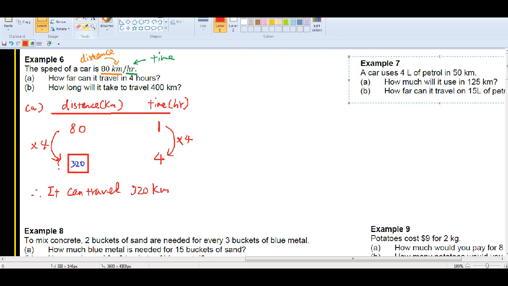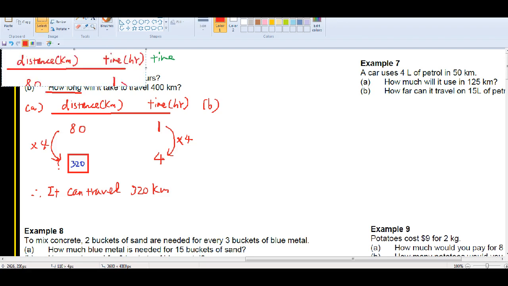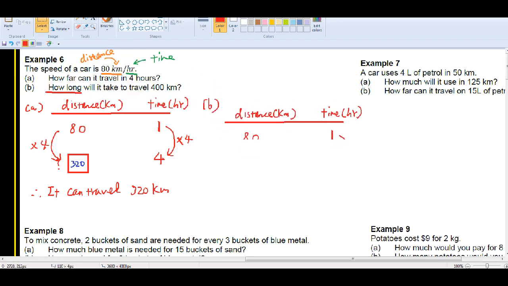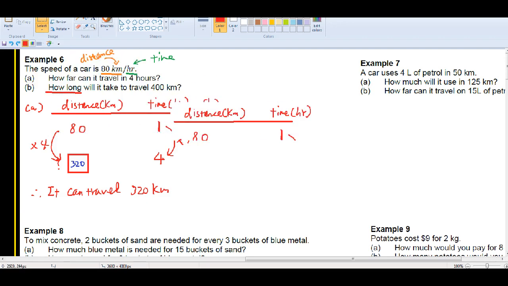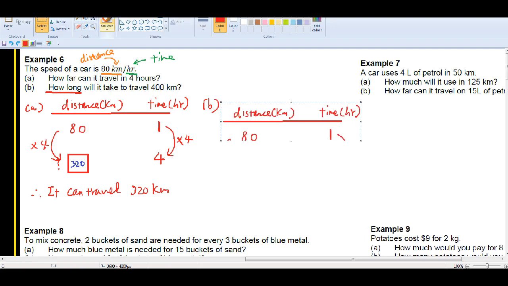So let's go for another one. I'm going to use the same setting. So for B, it's how long, it's not how far will you take to travel. That means you need to find the time. Let's copy this. I'm just lazy. Again, we start with 1 hour, 80 km. But this time, you are going to travel 400 km. So let me write 400 here.